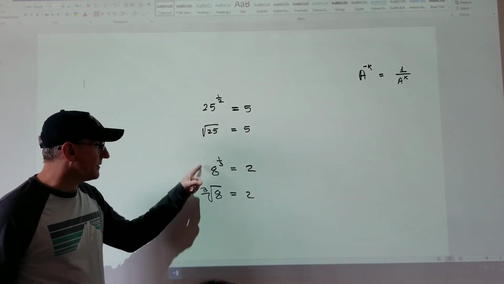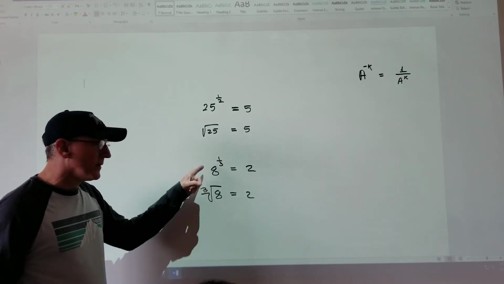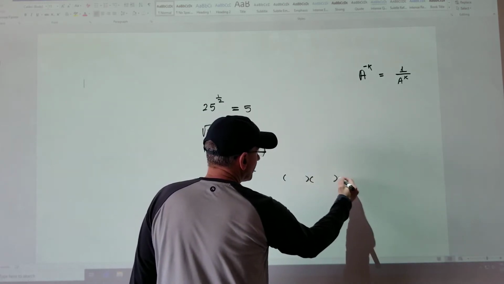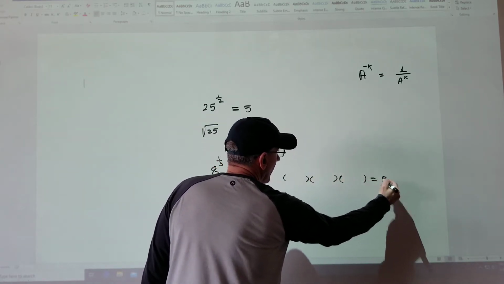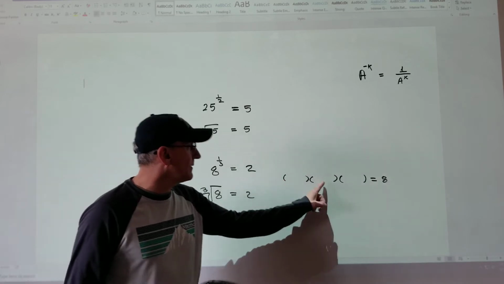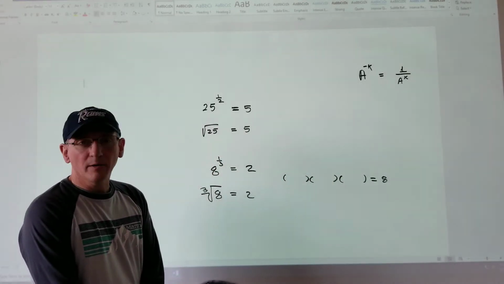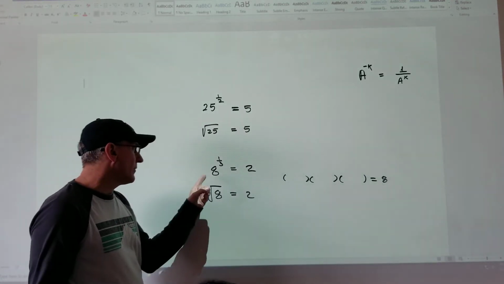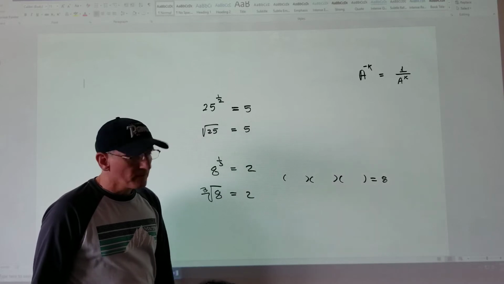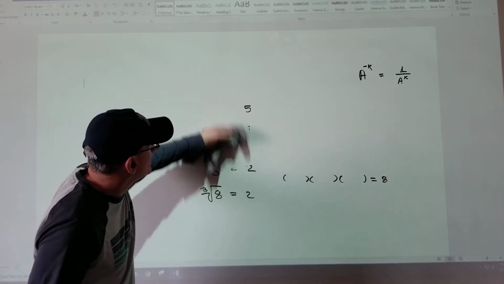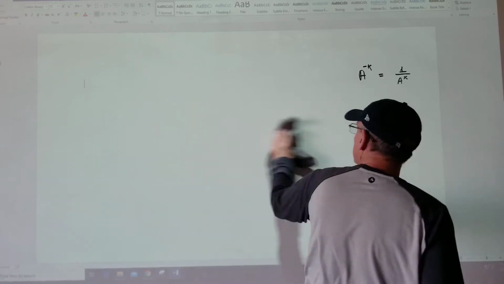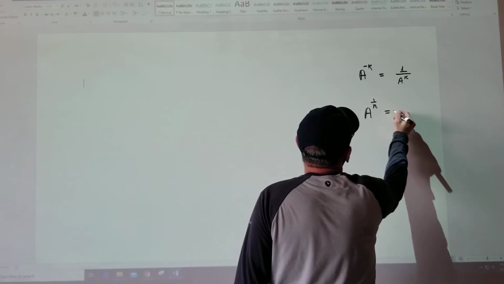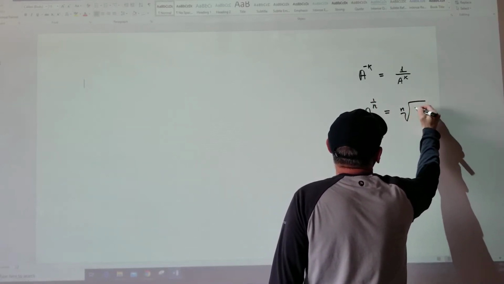Because in both cases, what these symbols are representing is the answer to a problem like this. What factor multiplied by itself makes 8? Well, it's 2 times 2 times 2. So 2 is the cube root of 8. 8 to the 1/3 power is 2. Okay, we'll summarize that with a little property up here. A raised to the 1 over n power is another way of writing the nth root of a.